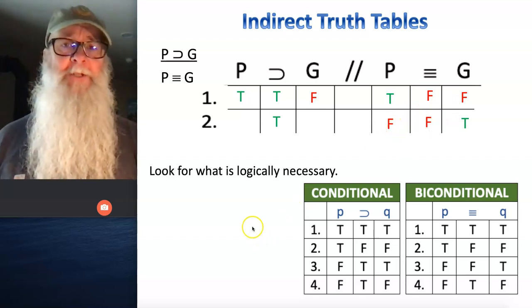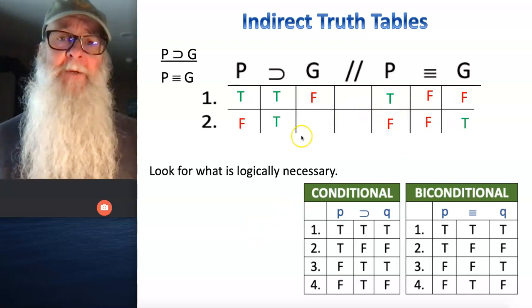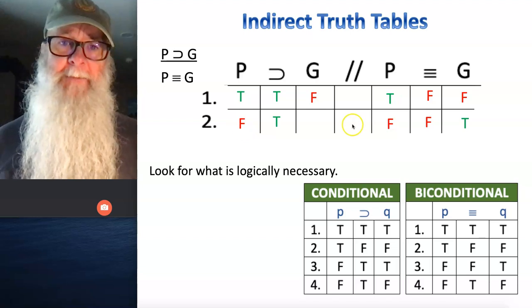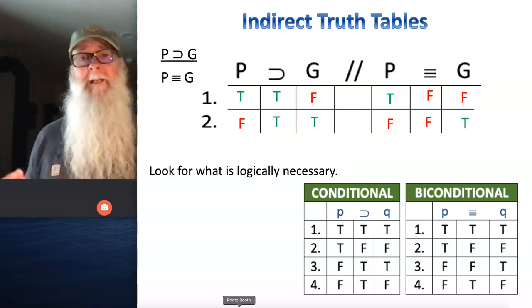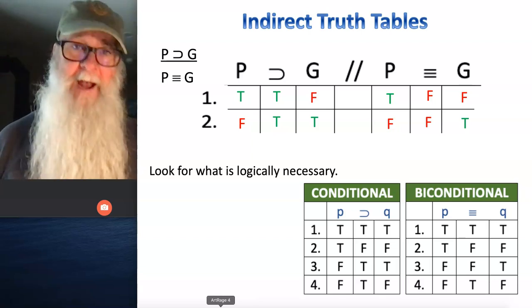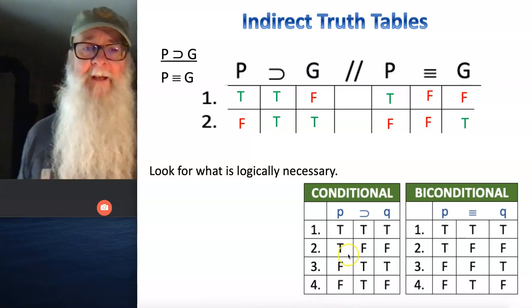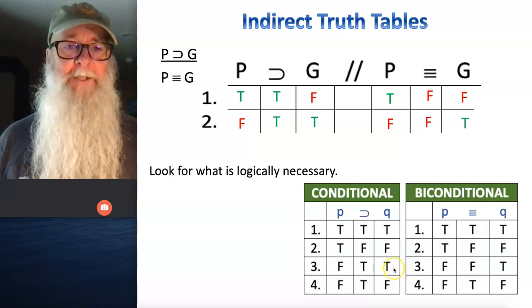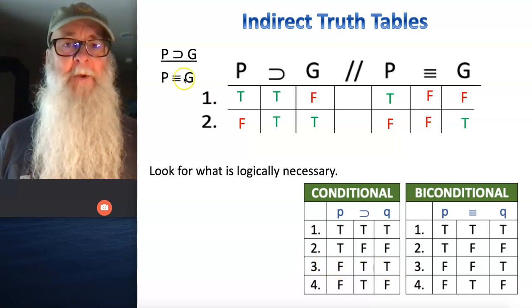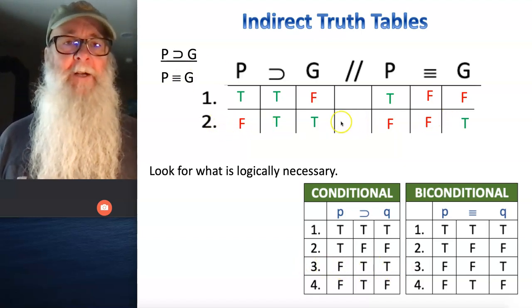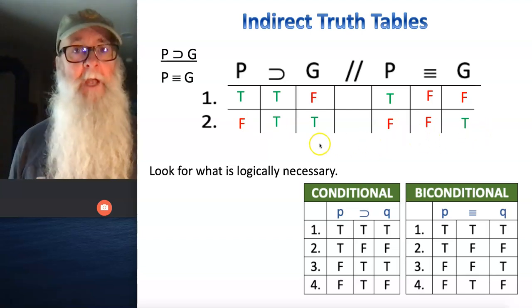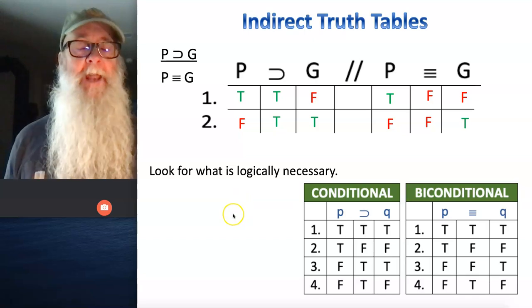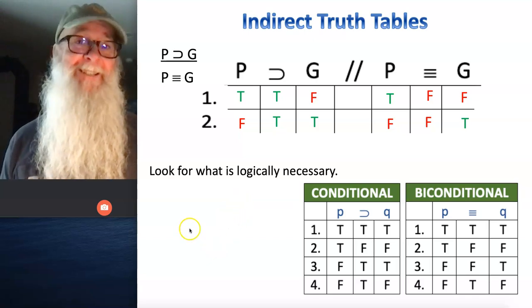And on the second line, we're assuming that P is false, so the P has got to be false in the premise, and we're assuming that G is true in the conclusion, so it's got to be true in the premise. And now look what happened. Now we have line 3 of our conditional statement truth table reflected here in our indirect truth table. We deduced all of the logically necessary truth values without contradiction, and that proves the argument is invalid.